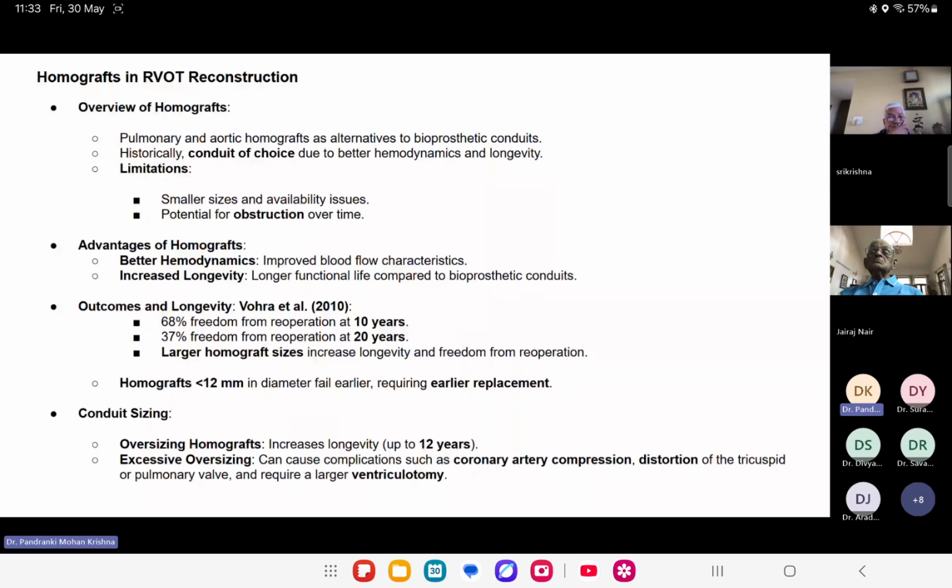68% freedom from reoperation at 10 years is being reported. Homografts less than 12 mm size require early replacement. Conduit sizing is usually, if size or space in the chest allows, we have to do oversizing of the homografts so that there will be increased longevity. Excessive oversizing will compress other structures, like coronary artery compression or the distortion of tricuspid or pulmonary valves.